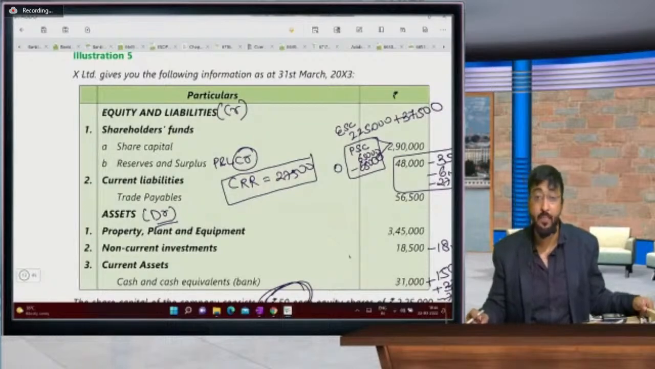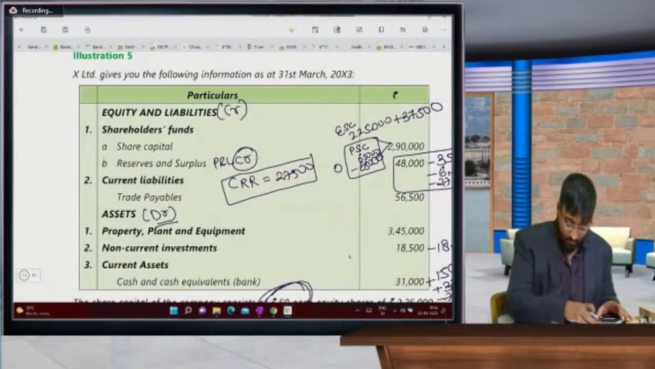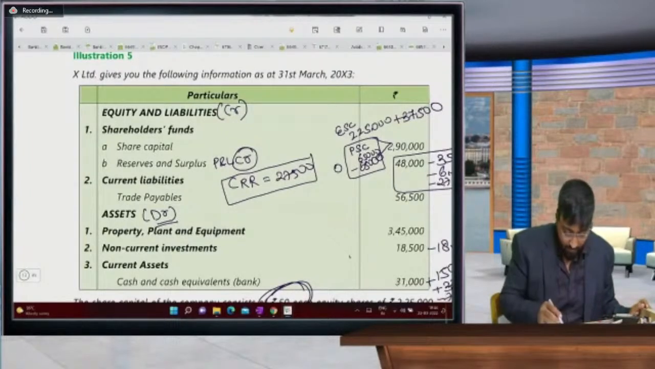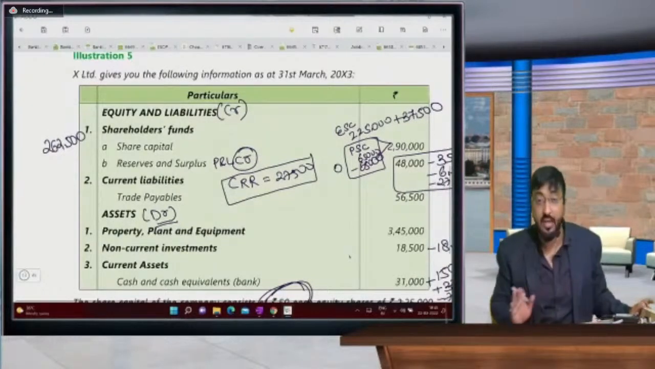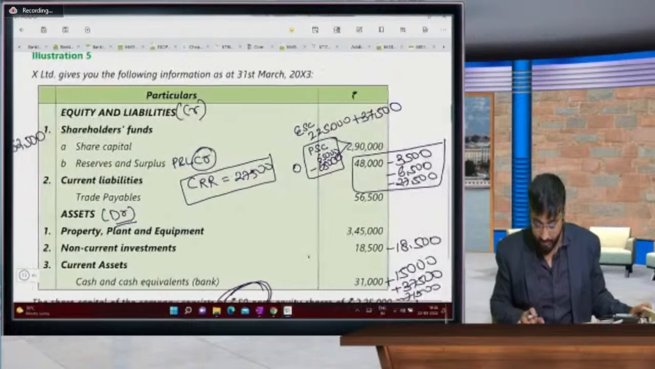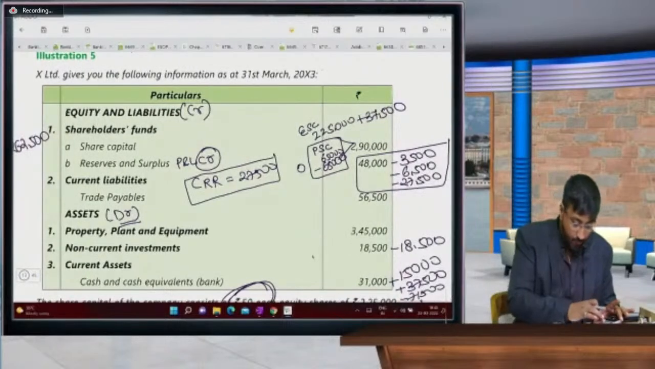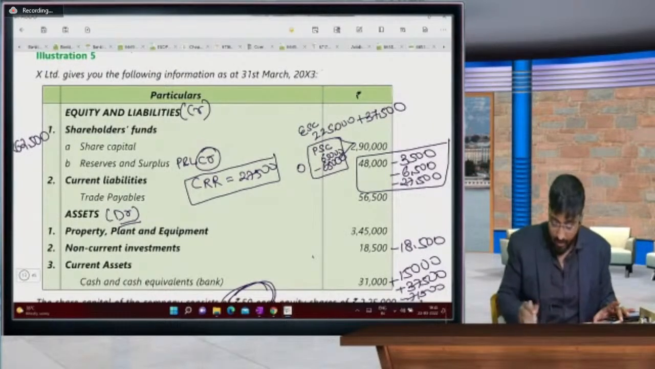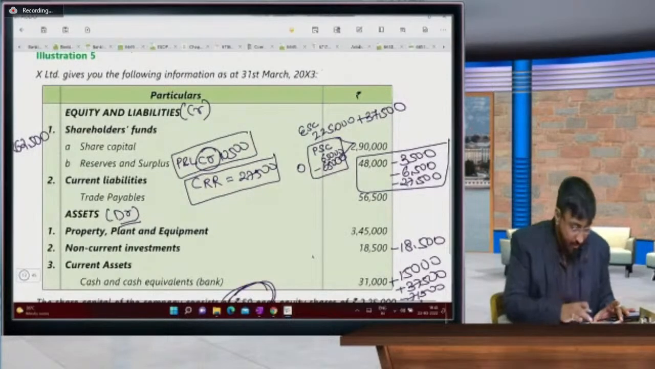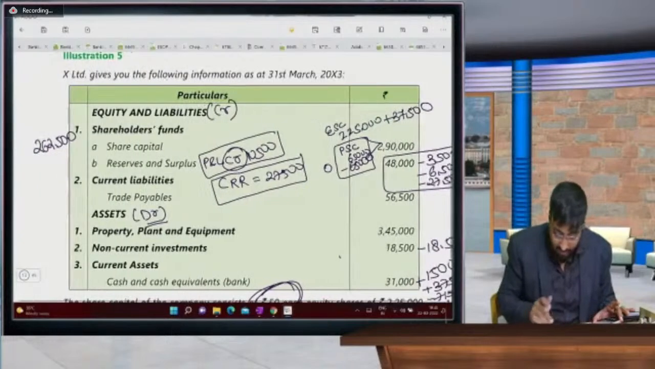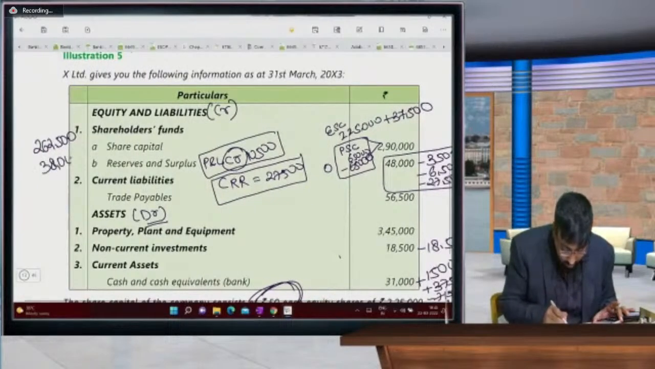Easy. 225 plus 37.5, 262,500 share capital. Left side you have to take totals. P&L, how much? 48,000 minus 3,500 minus 6,500 minus 27,500. So P&L 10,500 plus CRR 27,500. So reserves and surplus total 38,000.